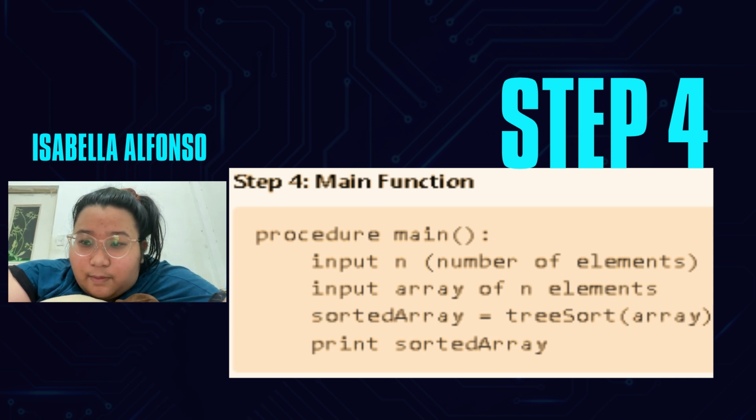Step 4 is the main function. Here, we first take the number of elements as input from the user, followed by the array elements. We then call the tree sort function to sort the array and print the sorted result. This step ensures that the user can provide any custom input and get a sorted output, making the tree sort process more interactive and flexible. This pseudocode clearly outlines how tree sort works, inserting elements into a tree to retrieve them in a sorted order. By understanding this, we can see how the tree sort algorithm utilizes the BST to sort data effectively.